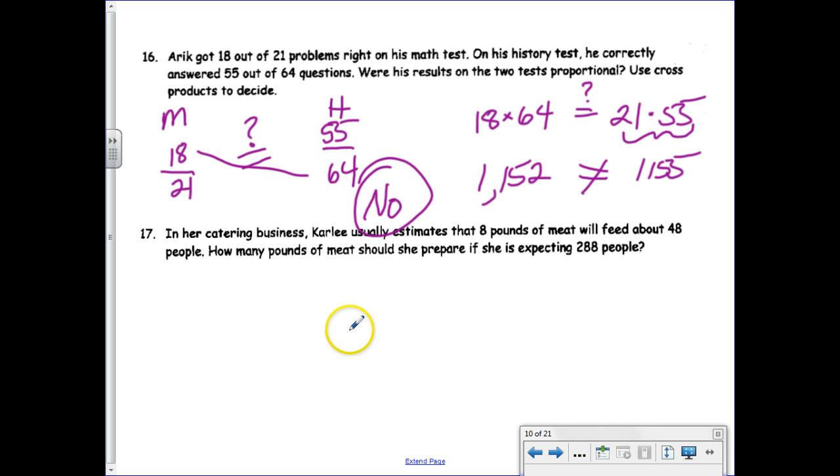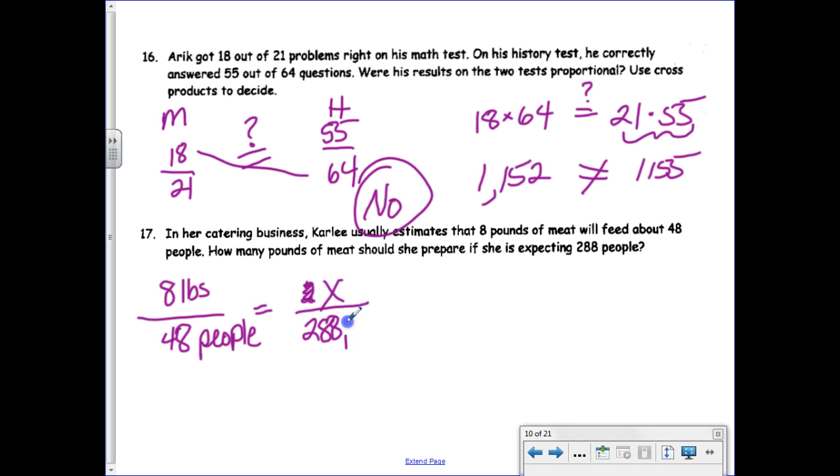Next one, number 17. In her catering business, Carly usually estimates that 8 pounds of meat will feed about 48 people. Okay, so think about it. If she has 8 pounds, that's for 48 people. It says how many pounds of meat if she's expecting 288 people. Oops, hold on, I almost made a big mistake there. People are down here. 288 people. Okay, let's cross multiply.